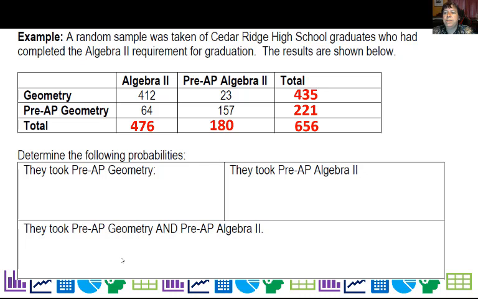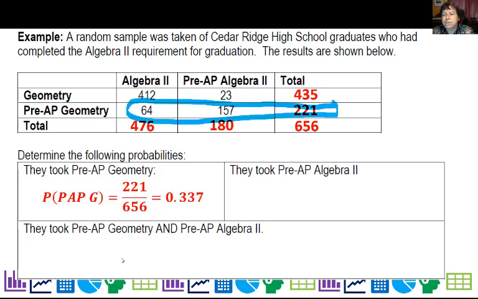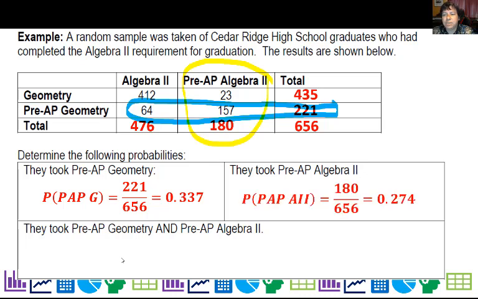So what's the probability that one of our students took pre-AP geometry? Well, how many took pre-AP geometry? 221 out of 656, or basically about a third. What's the probability they took pre-AP Algebra 2? Well, that one's a little bit lower. They're only 180 out of 656, or about 27%.